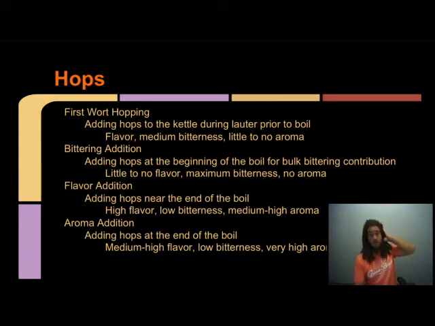Then there's an aroma addition. Aroma additions are adding hops at the end of the boil, near the end of the boil or at the end. So adding hops at the end of the boil, medium high flavor, very low bitterness, very high aroma. So that's what you're going to get out of those different hop additions, just as a rule of thumb.